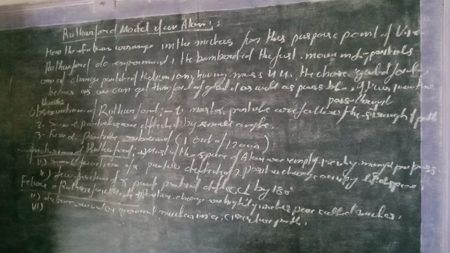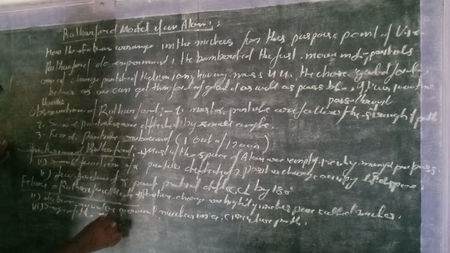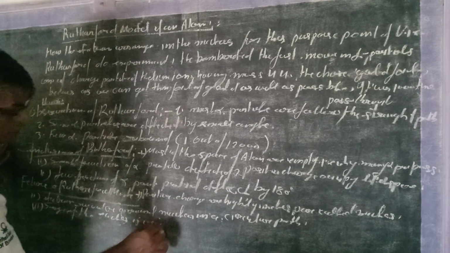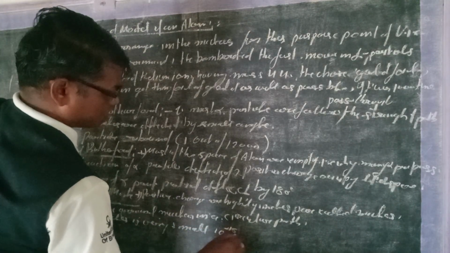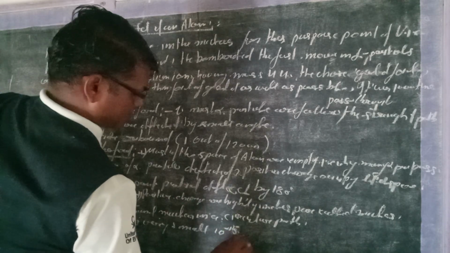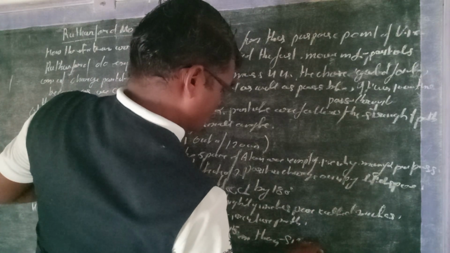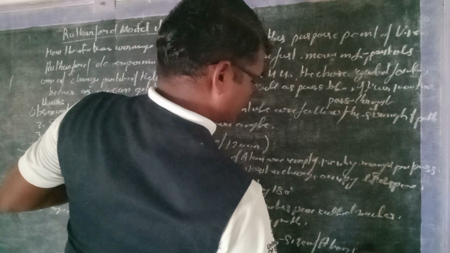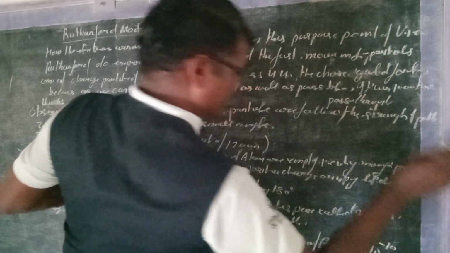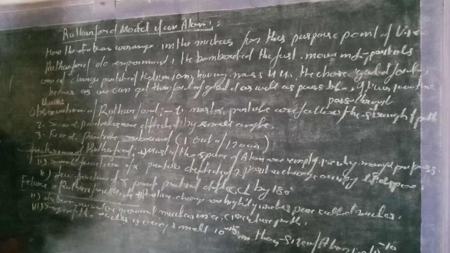And third, he concluded that the size of the nucleus is very small, 10 to the power minus 15 meter, compared to the size of the atom, which is 10 to the power minus 10 meters. These are the conclusions. Now we will discuss the limitations of the Rutherford model.